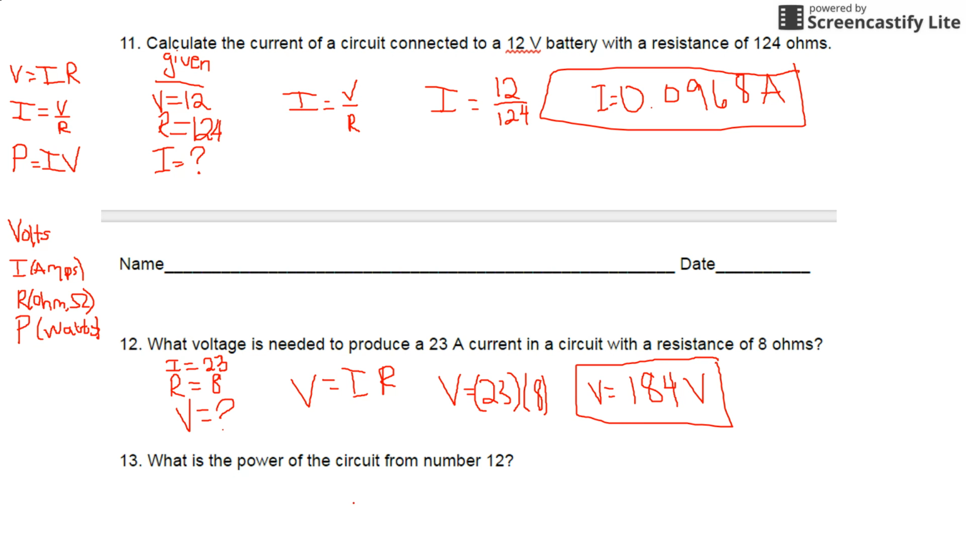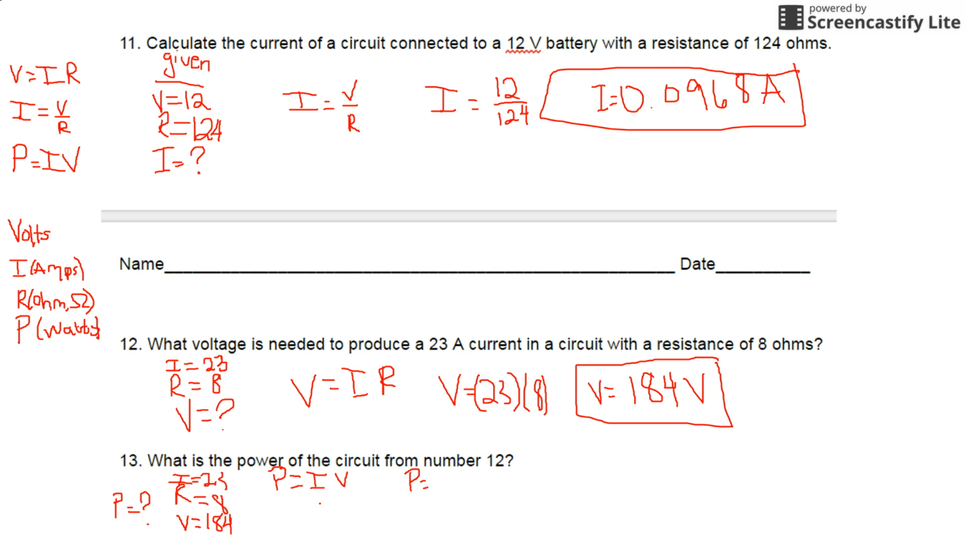All right, one more. What is the power of the circuit from number 12? Well, number 12, I've got just the same givens. I equals 23, R equals 8, and now I know what V is. I know V is 184. And what is the power? So power is what I want to find. I'll use this equation here for power. Power equals current times voltage.